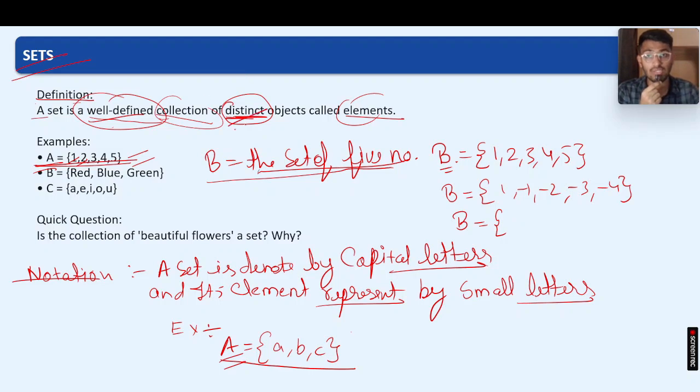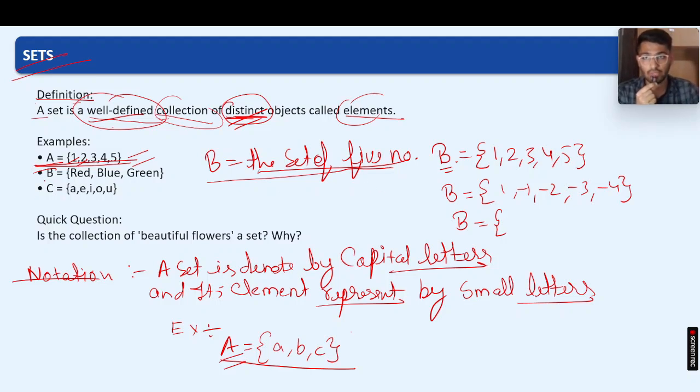Is a definition. Distinct means fixed elements. This is not fixed. At a time I'm just taking 1 2 3 4 5, and at another time I'm just taking this. So it is not well defined. It is not properly defined what the set is, because we don't know what the elements of it are. The meaning of well defined is that you are able to write the elements of it. That's the main thing.